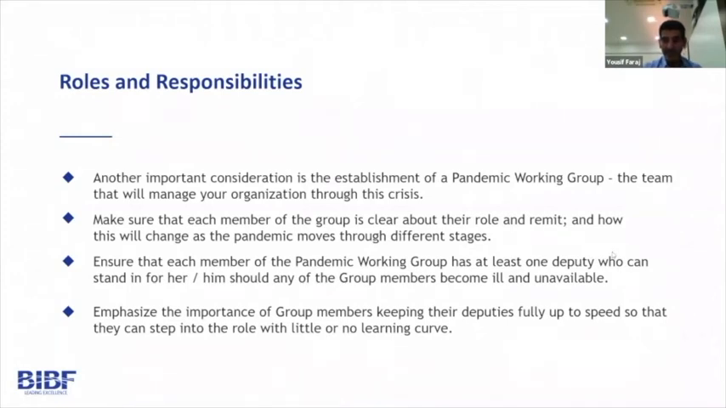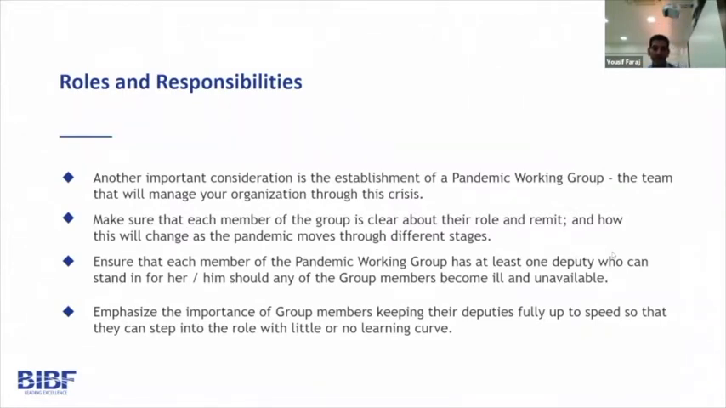Roles and responsibilities. This is also very important because I cannot just distribute the roles and responsibilities during the pandemic across the organization. As I said, while you are identifying the critical business processes, you should link them with the roles and responsibilities that people need to perform. Maybe during this pandemic, I don't need 100 employees. Maybe I need only 20.